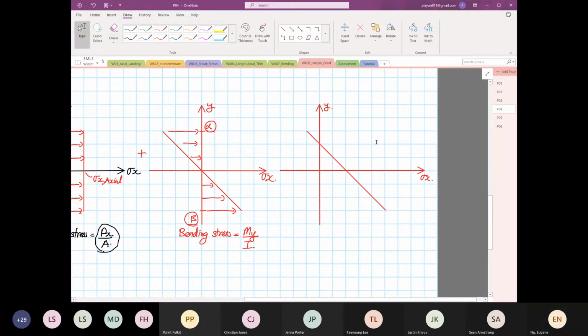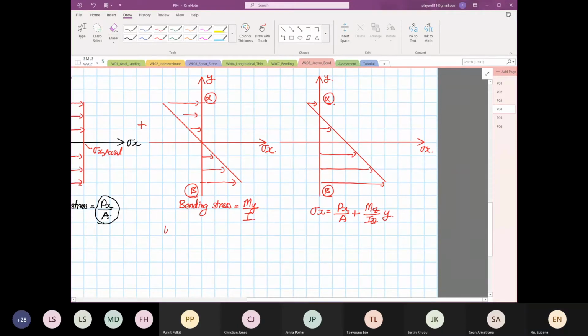So now, this is how your stress distribution will look like. So this is your point alpha. This is your point beta. So over here, your stress X now will become Px over A plus My Mz over Izz multiplied by Y. Okay, I'm going to make this statement, and I want you all to hear this very, very well. This is important, okay?